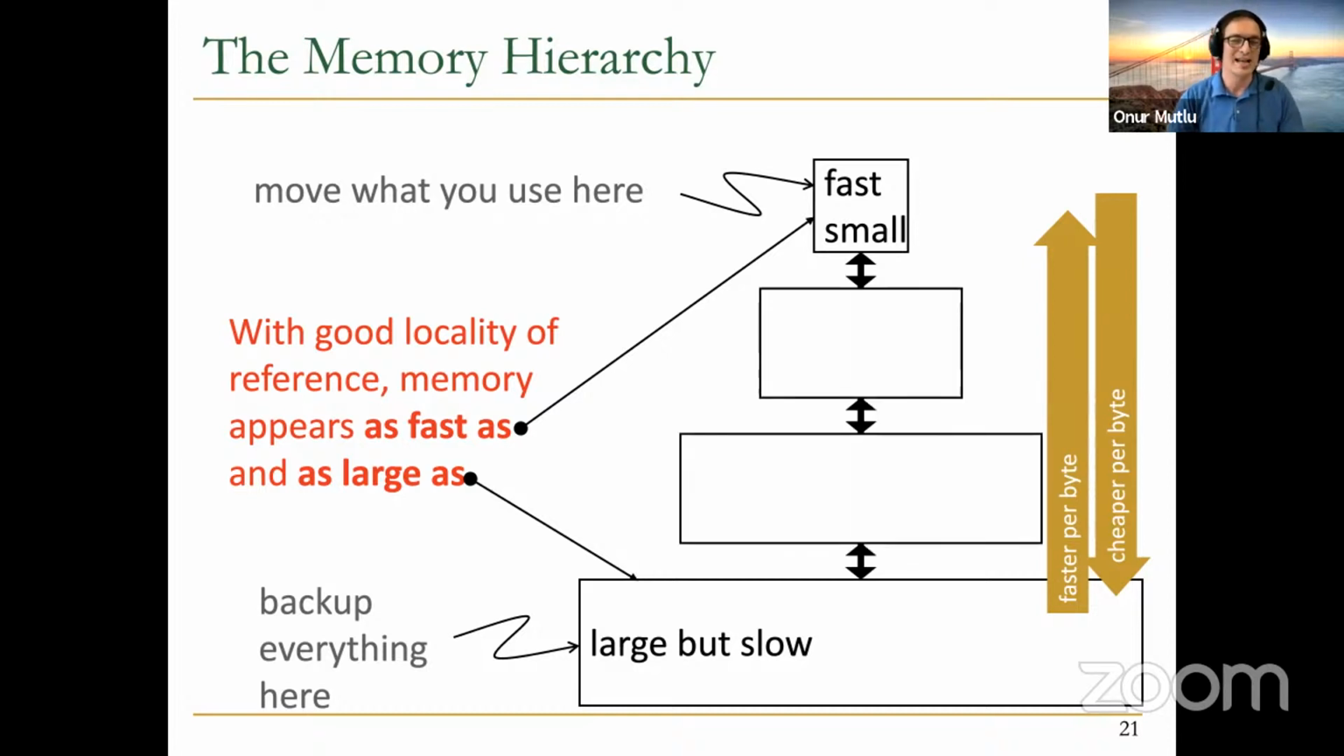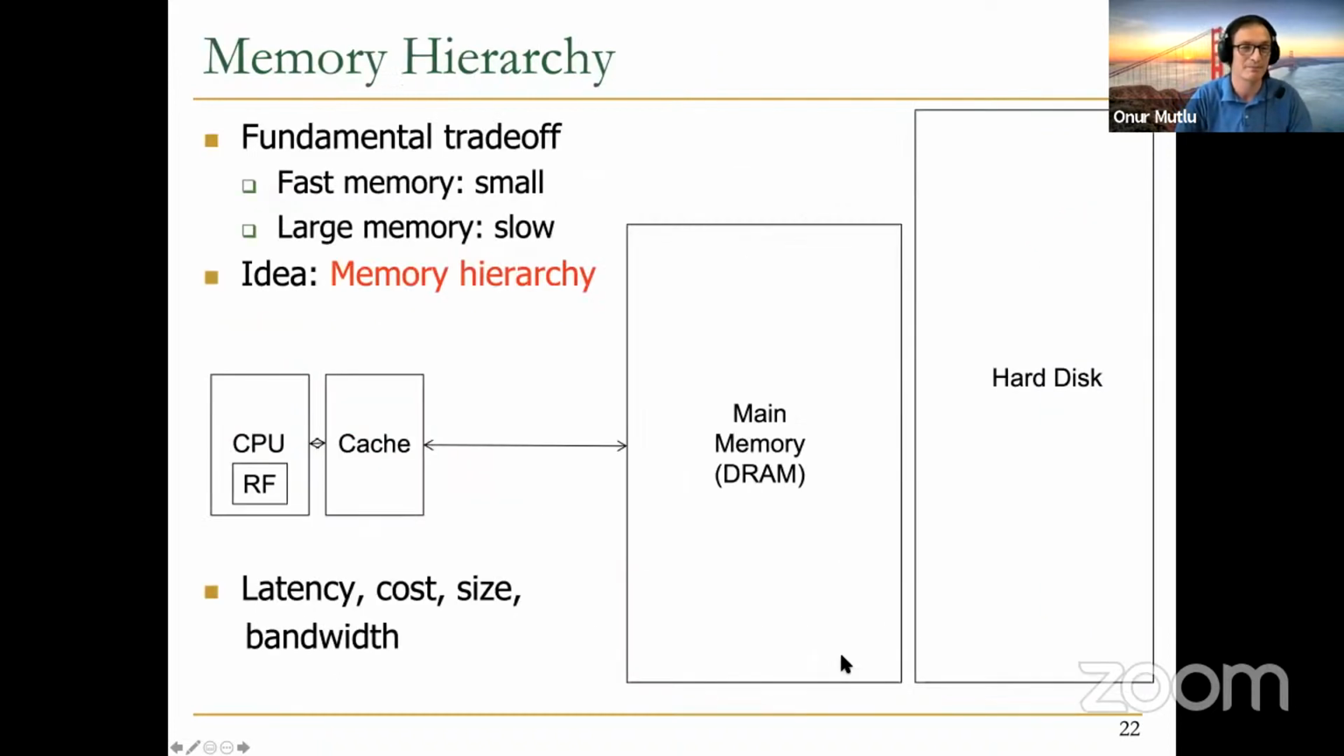Okay, and of course the idea is extendable, so you can certainly add a next level that's slightly slower but larger, and the next level that's even slower and even larger, but smaller than this latest level at the bottom. Okay, this is another view of the memory hierarchy. I think I've hammered it home, but the fundamental trade-off is fast memory is small, large memory is slow, and we build a memory hierarchy.